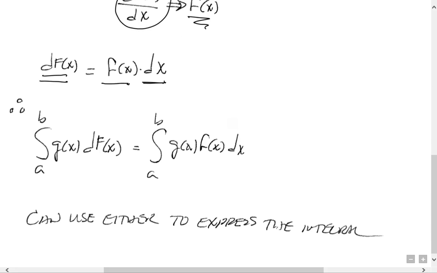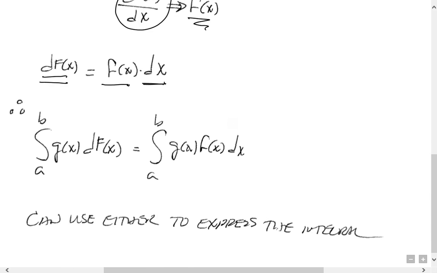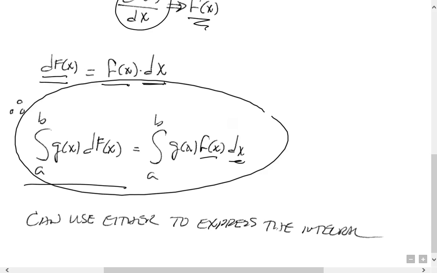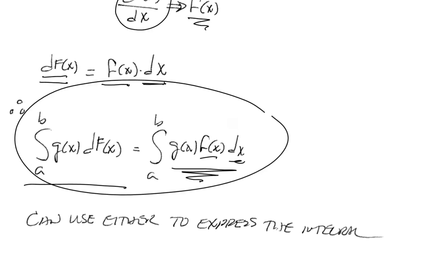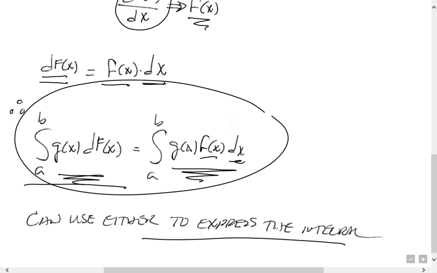So we can substitute that in, and we have our integral from a to b g of x df of x, which is the same thing as the integral from a to b g of x little f of x times dx. So there's two different ways that we can express the integral of interest. This is the more classic way to do so, but we can write it this way as well, and we will do this quite often. So either expression is fine for expressing our integrals.